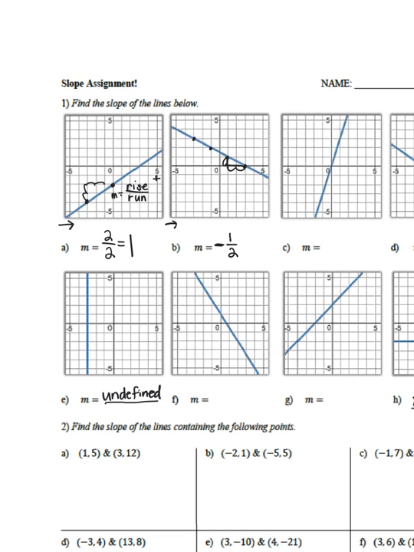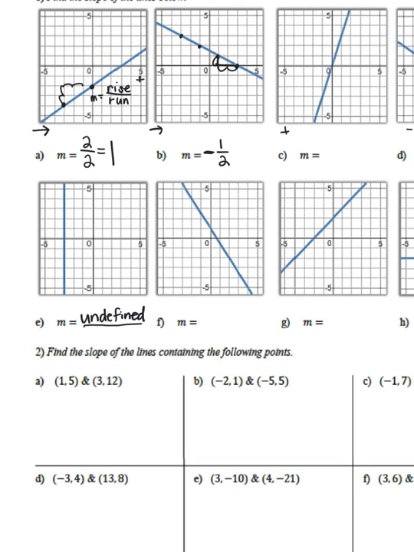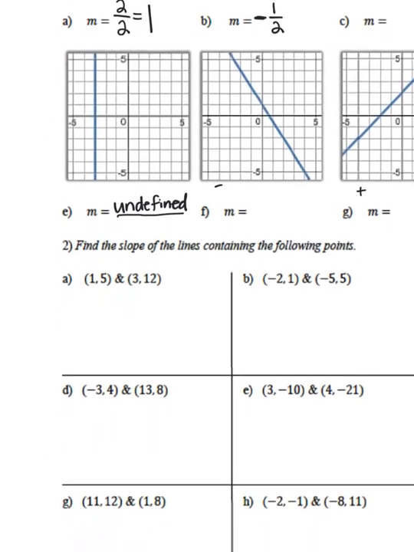Okay. This one is going to be a positive slope because you're going to go up. This one's going to be a negative slope. This one is going to be a negative slope. This one's going to be a positive. But I'm going to let you work on those ones on your own. Okay. So that's finding slope from a graph.